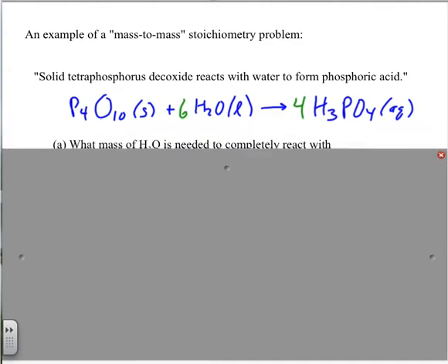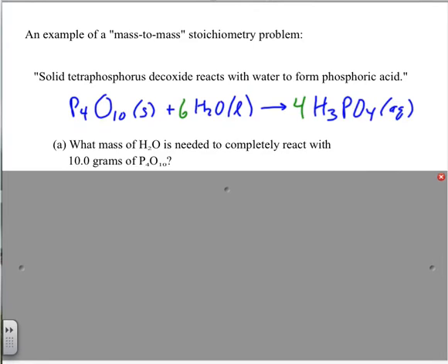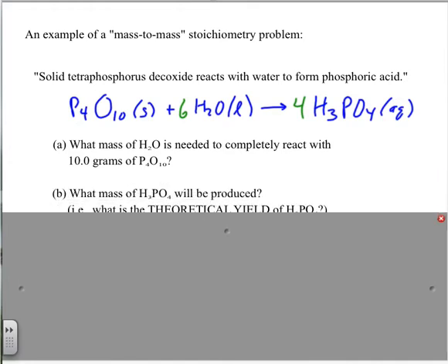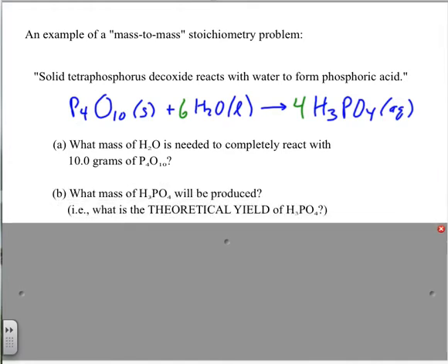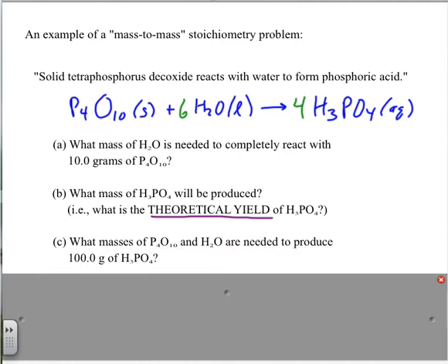So here's the type of problem we're going to see. What mass of water will I need to react completely with 10.0 grams of P4O10? And in that experiment, what mass of phosphoric acid will I get? Or another way to phrase the question is, what is the theoretical yield of phosphoric acid? You may have read this in the textbook. The theoretical yield is defined simply as the mass of product you expect to get based on your stoichiometric calculations. And then in a separate question, how many grams each of P4O10 and water would I need in order to end up with 100.0 grams of phosphoric acid?